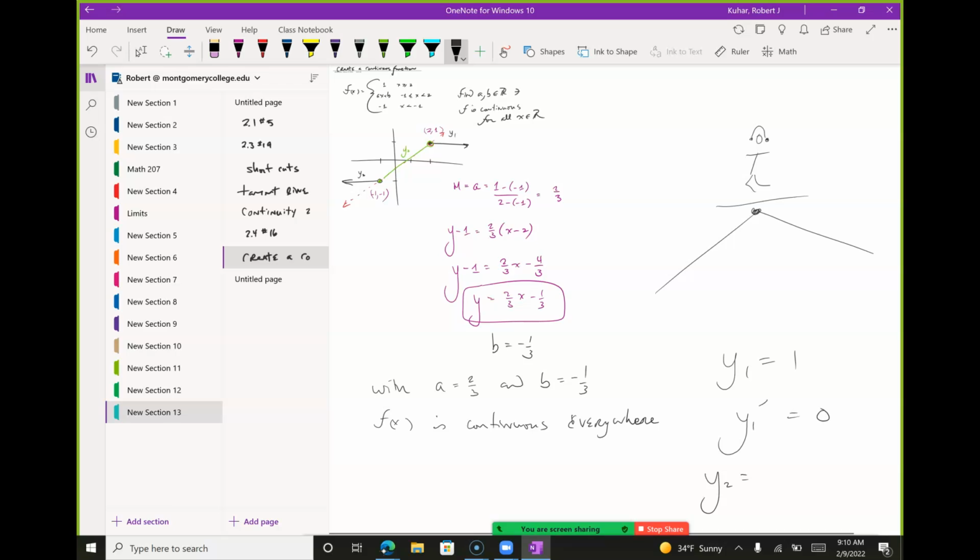And y2, we got 2/3 x minus 1/3. What's y sub 2 prime? 2/3, right? Well, clearly 2/3 doesn't equal 0. So not differentiable there. Yeah, everybody okay here?